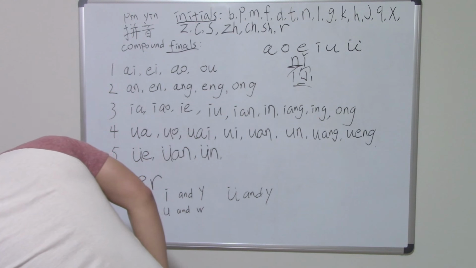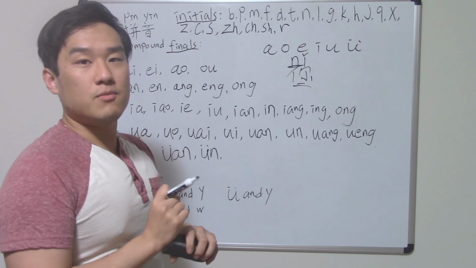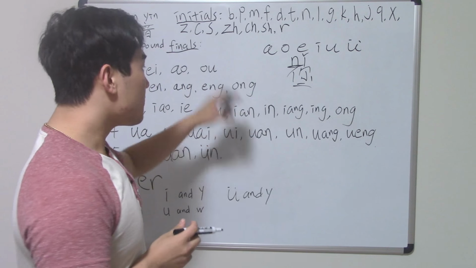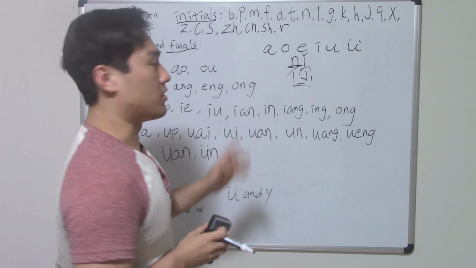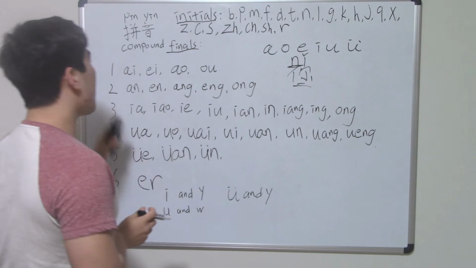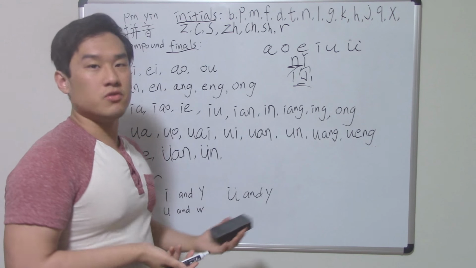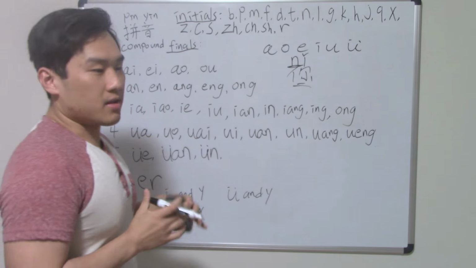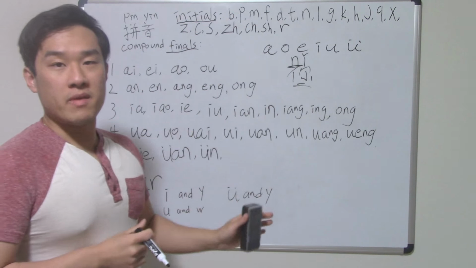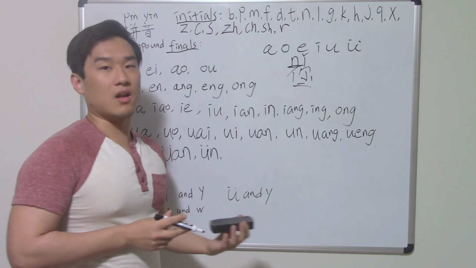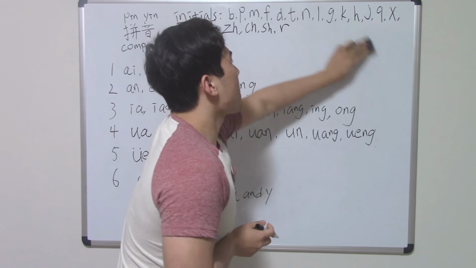If you don't know those yet, go back to the previous video and check out all the things from the past. You should have a very good understanding of what those are. For today, we're talking about all the compound finals. These are all the rules you have to know to understand pinyin and pronounce Chinese. It's kind of overwhelming in the beginning, but as time goes by, it will get a lot easier. It's just like any other language. It takes time.